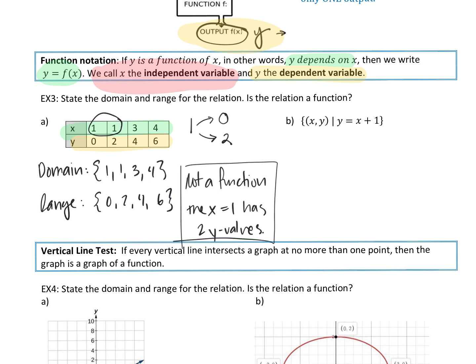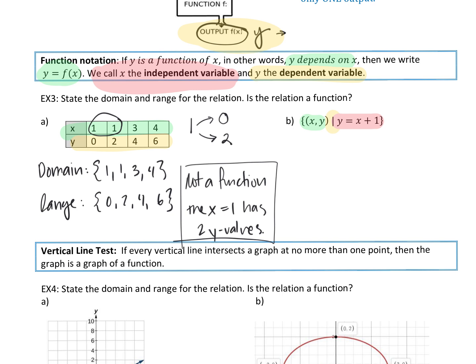All right, let's take a look at the next one. We have, okay, so this is going to be some set notation. The set of x comma y such that, again, that vertical line there means such that, y equals x plus 1. Let's see. Is this relation a function? And what is the domain?